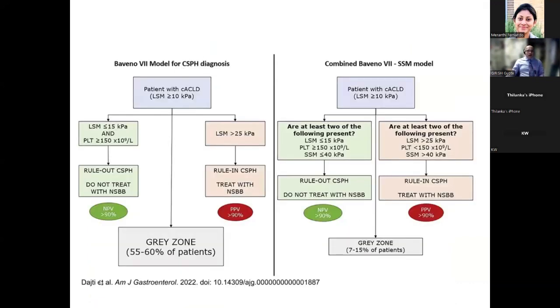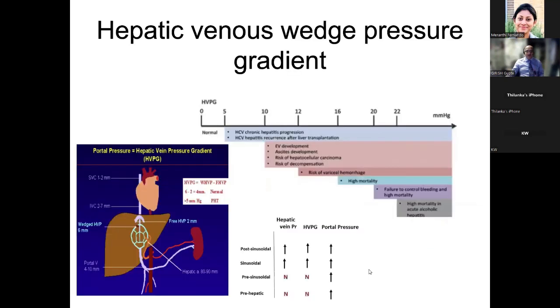So what Dajti and their group have done is a combined Baveno 7 SSM model, where you combine your liver stiffness measurement with your splenic stiffness measurement and platelet count. If you do that, then you reduce the gray zone to 7 to 15% of the patients, with a very good positive predictive and negative predictive value.